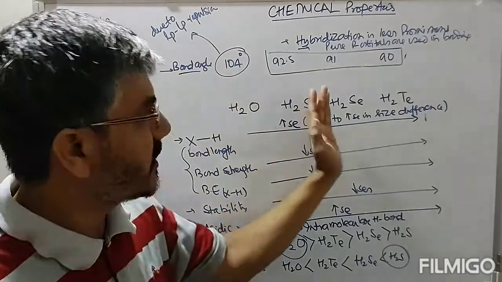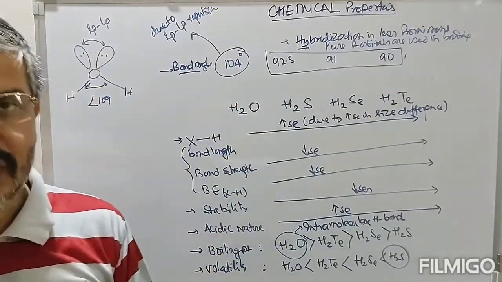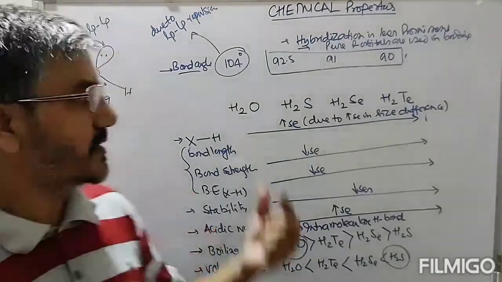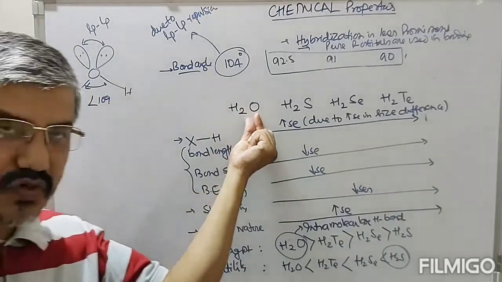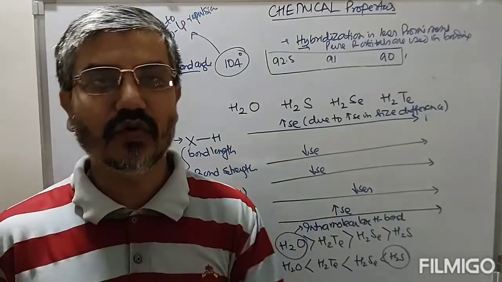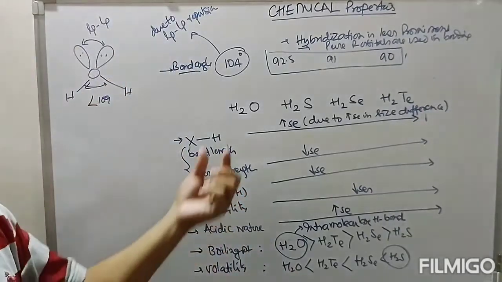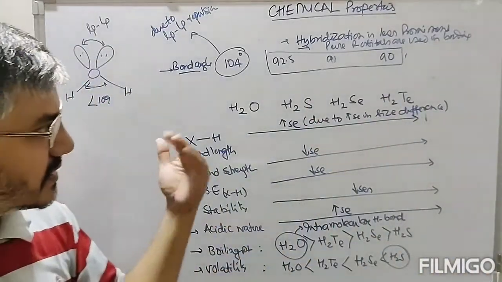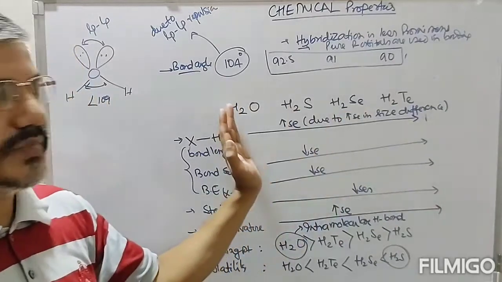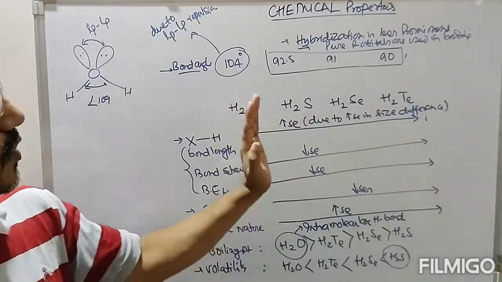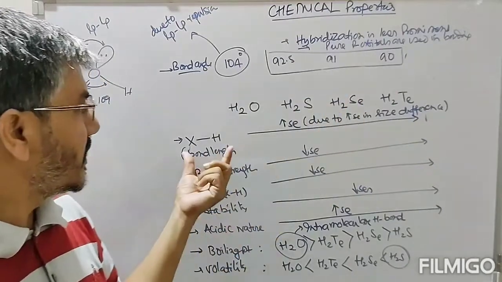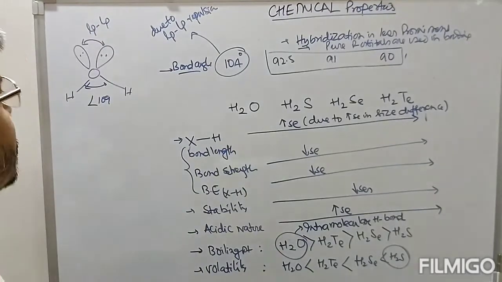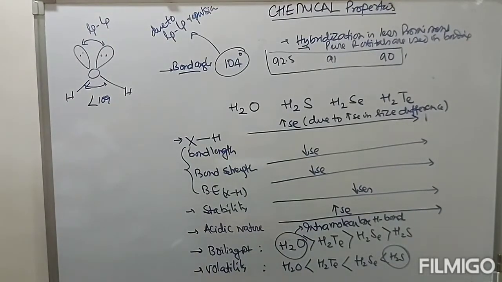So in these sulfur, selenium, tellurium hydrides, there is involvement of pure p orbitals of the central atom for bond formation with the hydrogen. Whereas in case of water, the central atom oxygen uses hybrid orbitals to form bonds with the hydrogen. So the bond formed by hybrid orbitals is stronger than the bond formed by pure atomic orbitals. As a result, these hydrides are less stable when compared to that of oxygen. So being less stable, bond length is more, bond strength is less, bond energy is less. So this is about the hydrides of group 16.